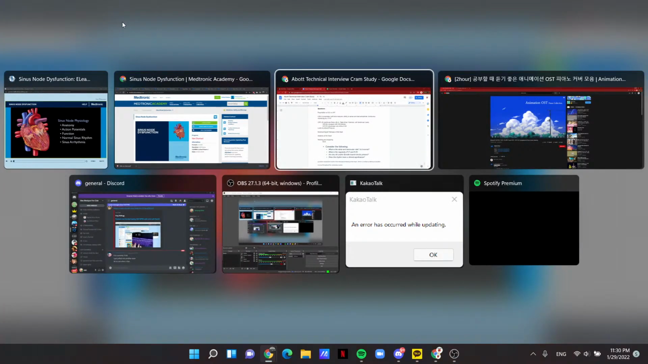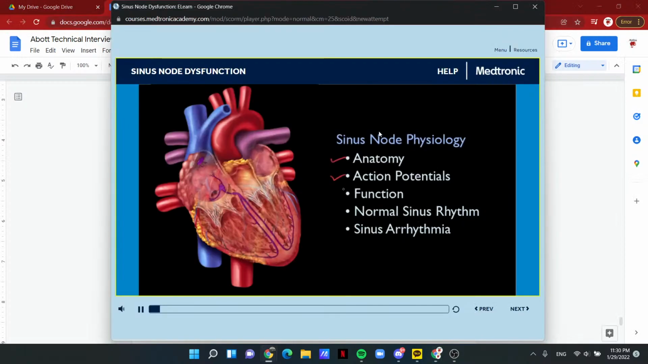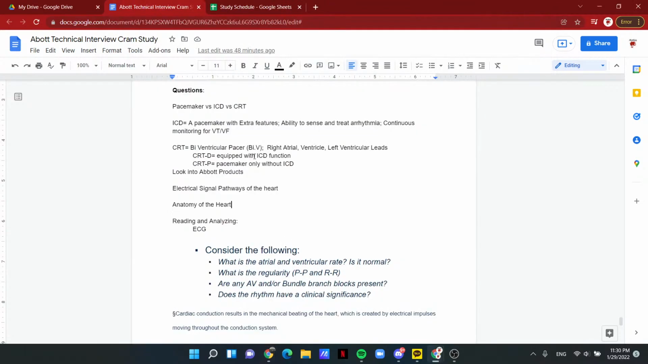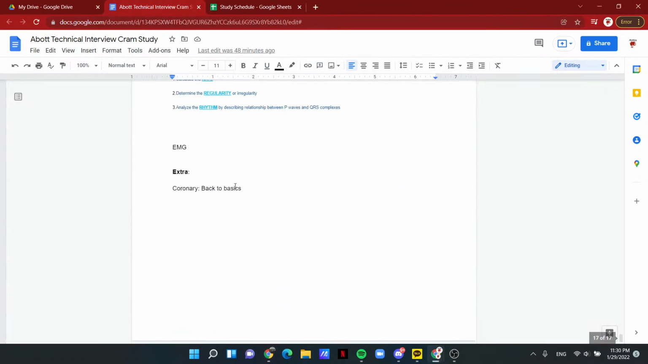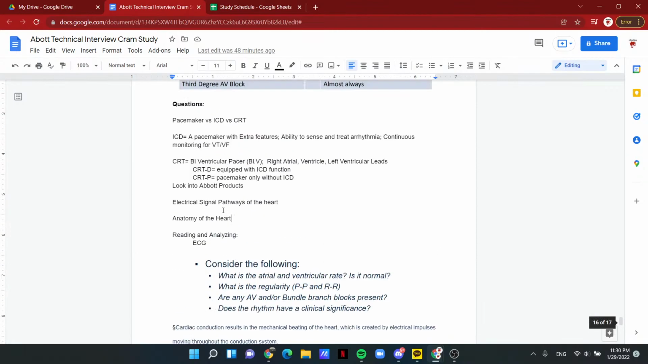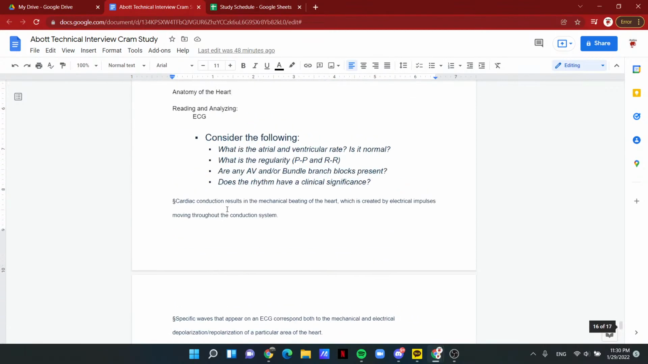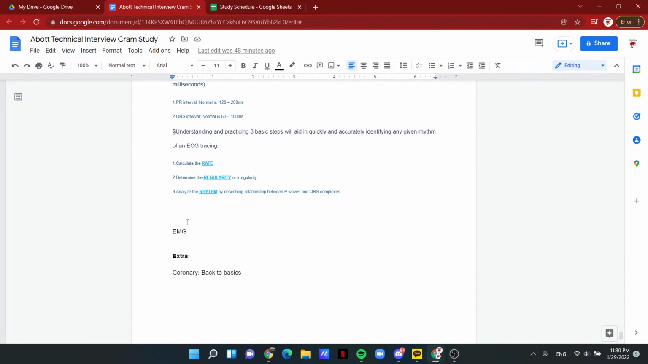This module deals with sinus node function. This first video will cover sinus node physiology. We'll discuss the anatomy of the sinus node. I'll show you the action potential of a pacemaker cell and how it differs from a normal myocardial cell. We will discuss the function of the sinus node. We'll review what a normal sinus rhythm looks like on an electrocardiogram. And finally, I'll show you some basic examples of sinus arrhythmia.